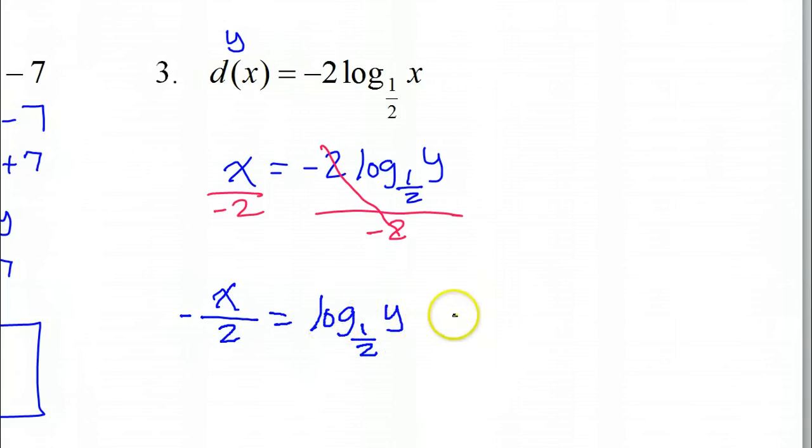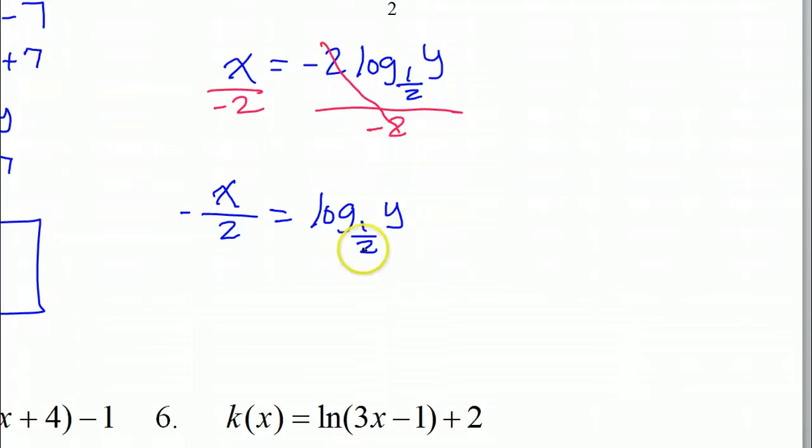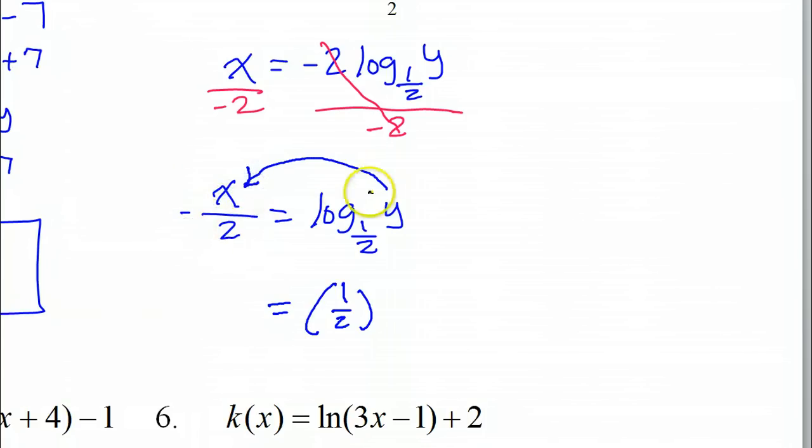So let's go ahead and rewrite this in exponent form, starting with the base. So this will be 1/2. Now the y is going to come over here, and the negative x over 2 is going to come over here. So the y over here makes it y equals. Now this will be the exponent, so it's like negative x over 2.